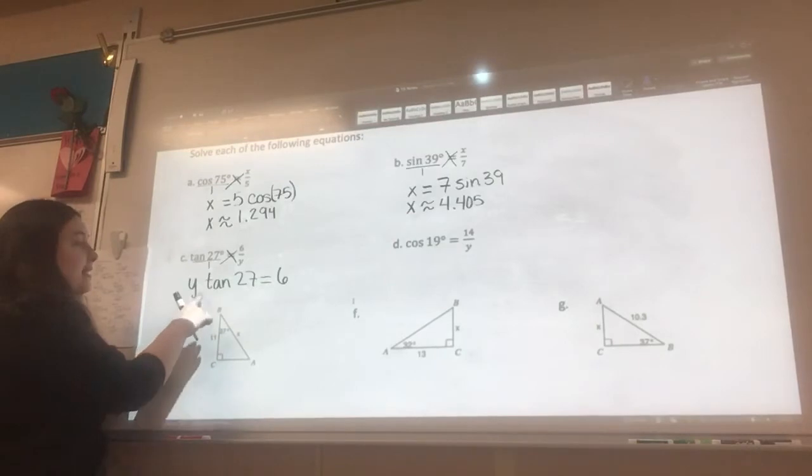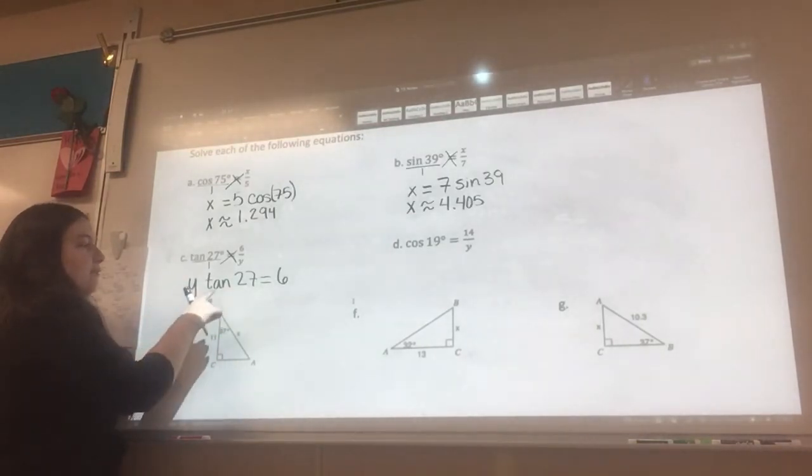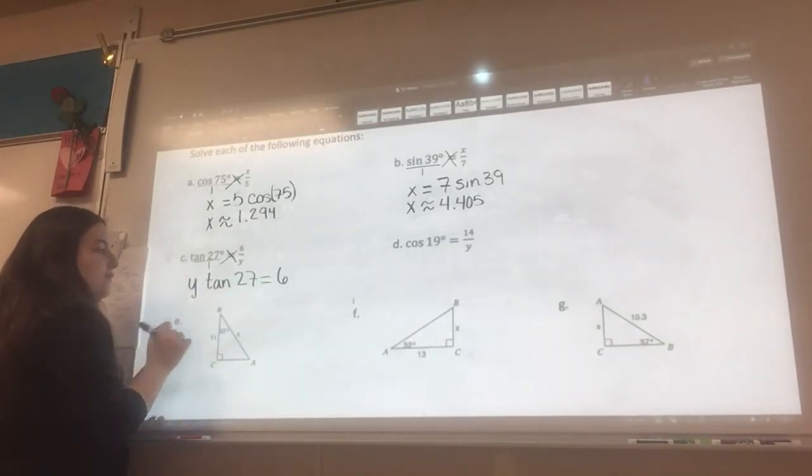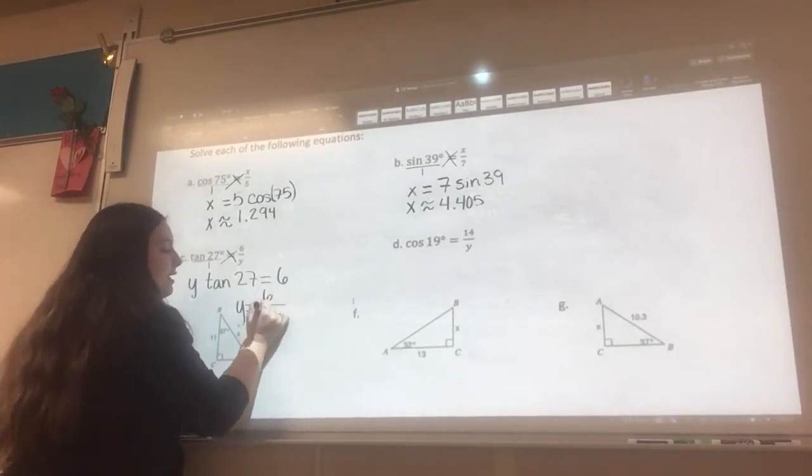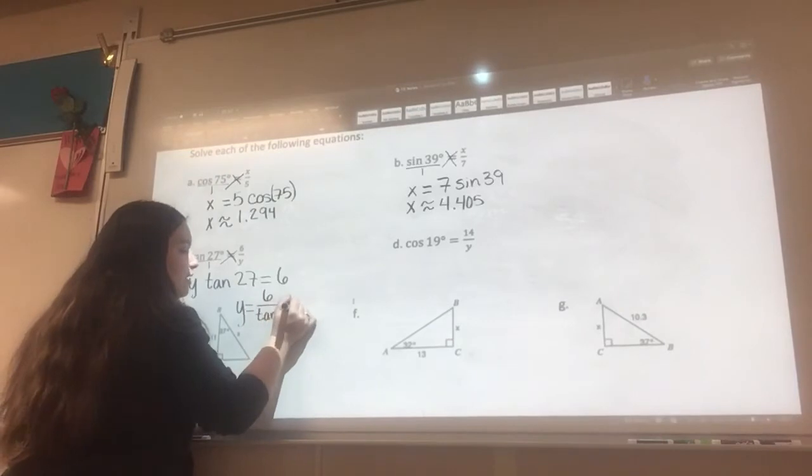So now we can see that all we have to do to get y by itself is we're gonna divide by the tangent of 27. So we're gonna get y equal to 6 divided by tangent of 27.